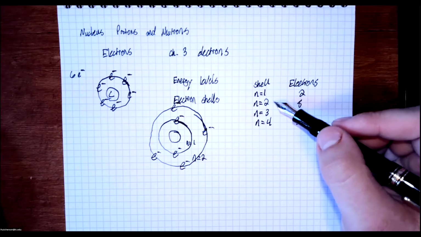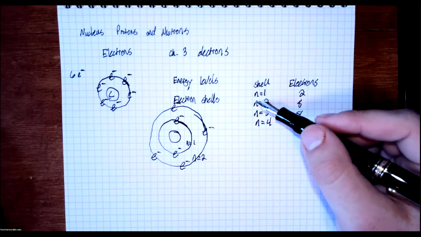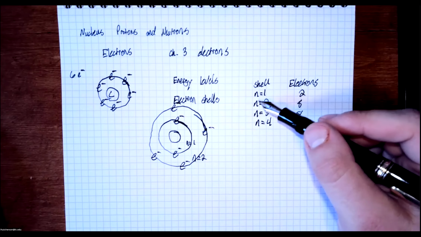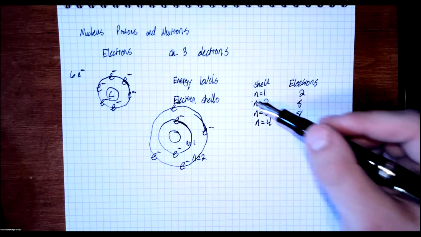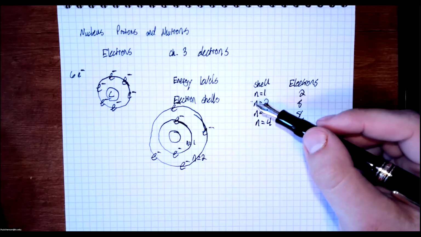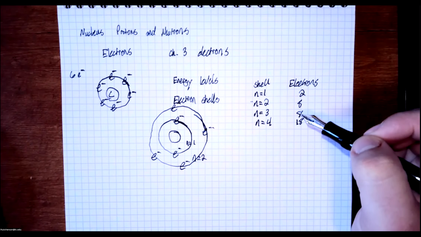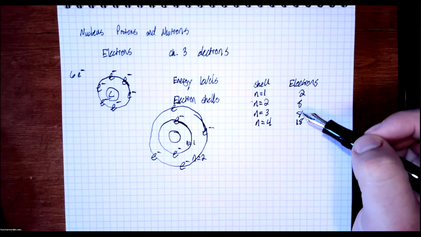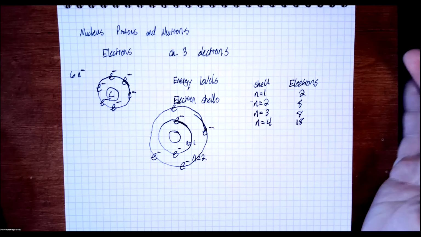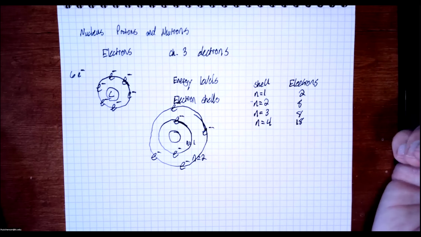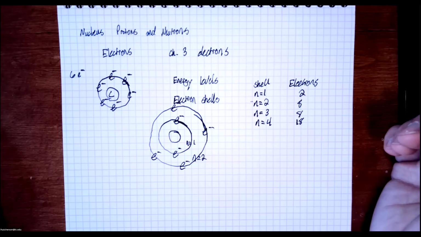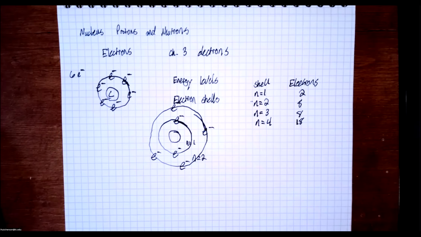You'll notice, let me make a point of this, most of the elements that we deal with, we're going to be looking at the n equals 2 or n equals 3 electron shell. Notice that they can hold 8 electrons. We want full electron shells. Compounds want to fill their outermost shell of electrons.